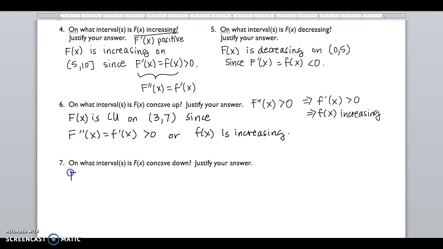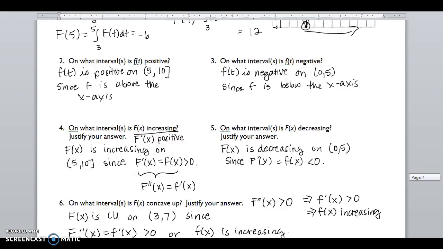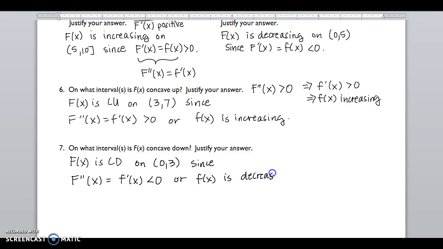Okay, for f to be concave down, it's kind of the opposite of this. We want our second derivative to be negative. So little f prime negative, which means that f of x is decreasing. If you look back on the graph, that's going to be from 0 to 3. So notice this part up here is constant, so we're not going to include that in our answer, just 0 to 3. So our justification, since f double prime of x, which equals f prime of x, is less than 0, or little f of x is decreasing.